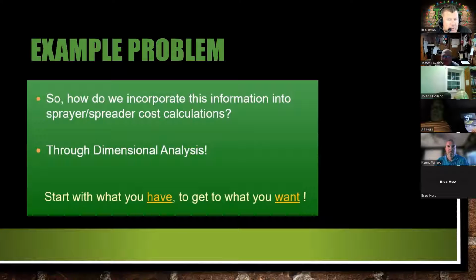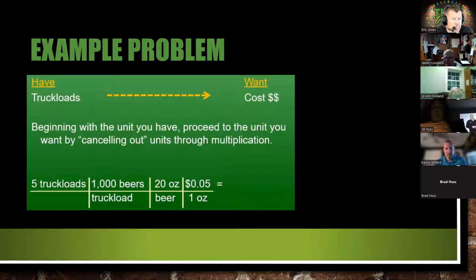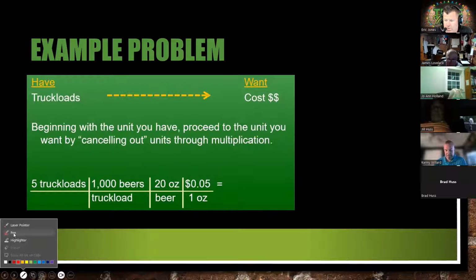And so let's look at another example that might be a little bit easier. We have truckloads of beer that's going to be delivered to a convenience store. And there are 1,000 20-ounce drinks per truck, and they cost a nickel per ounce. And so we're going to figure out how much we're spending on beer being delivered to these convenience stores, grocery stores, or whatever. So we're starting, remember, with what we have, truckloads. We want to get to our cost. And so put our little pin here. We have our truckloads, and our cost is where we want to end up.